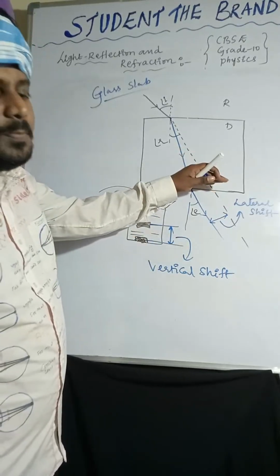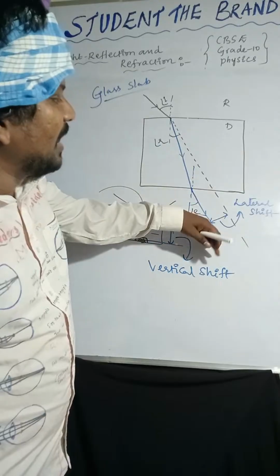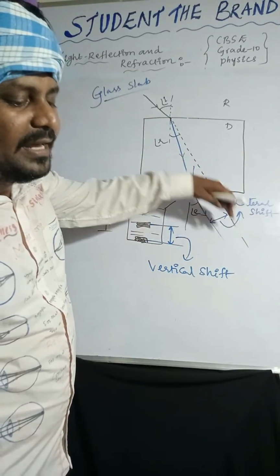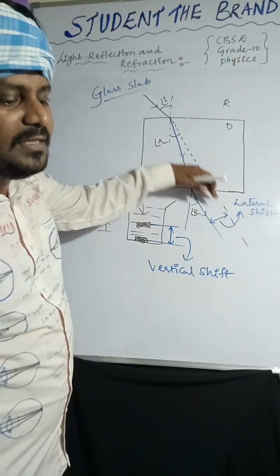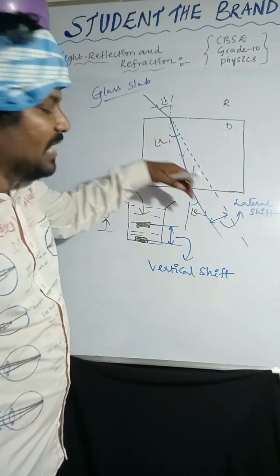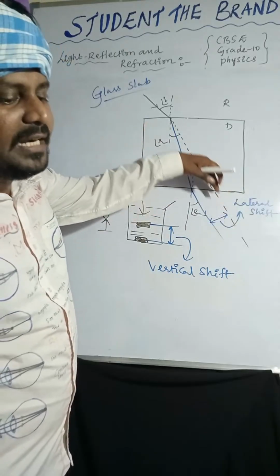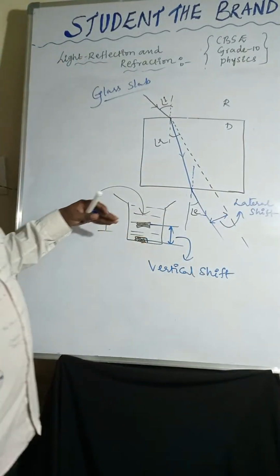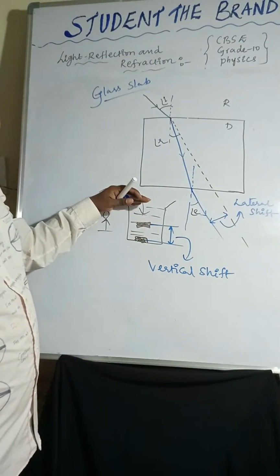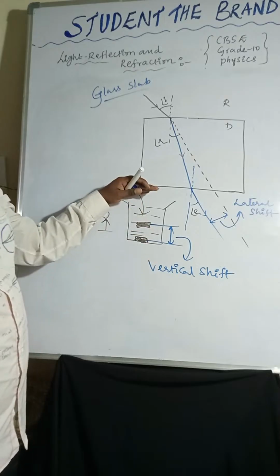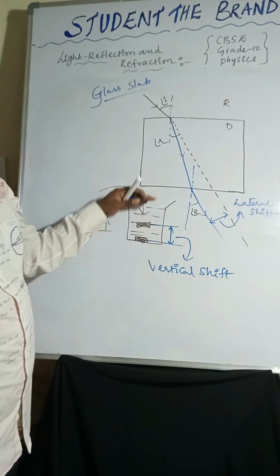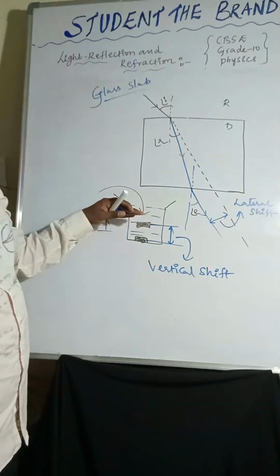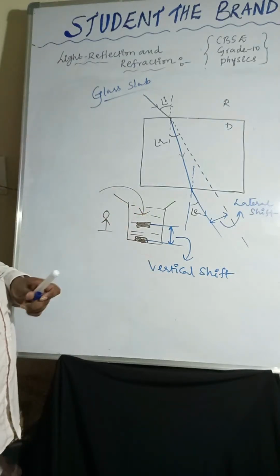Lateral displacement is the distance between the emergent ray and the initial direction of the incident ray. That is called lateral shift. Vertical shift is the distance between the actual position and the apparent position.